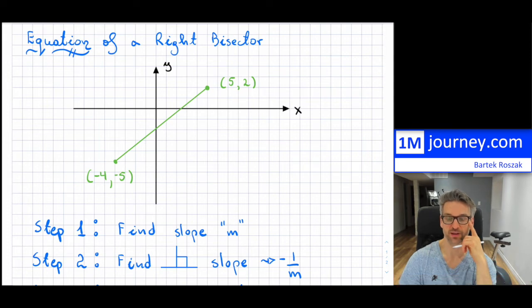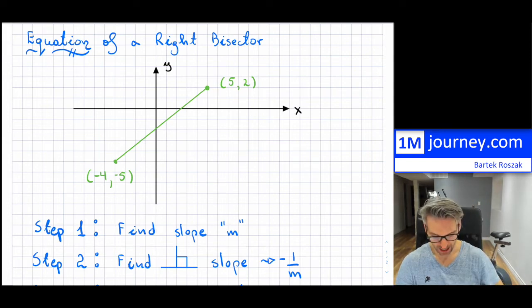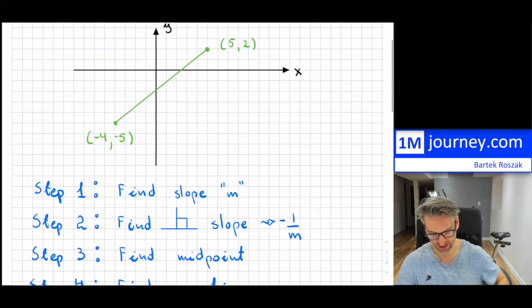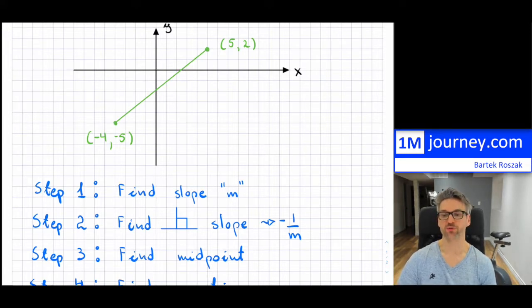I'm going to show you the steps to do it. So here are the actual steps. So here is our line segment that we're going to be working on. And in order to find the right bisector, we are basically looking for a perpendicular line which cuts the line segment, as you can see it, in half. That's what we want to be able to do.